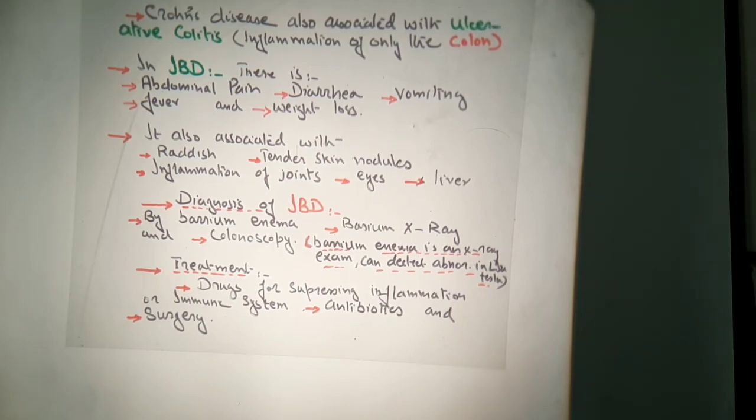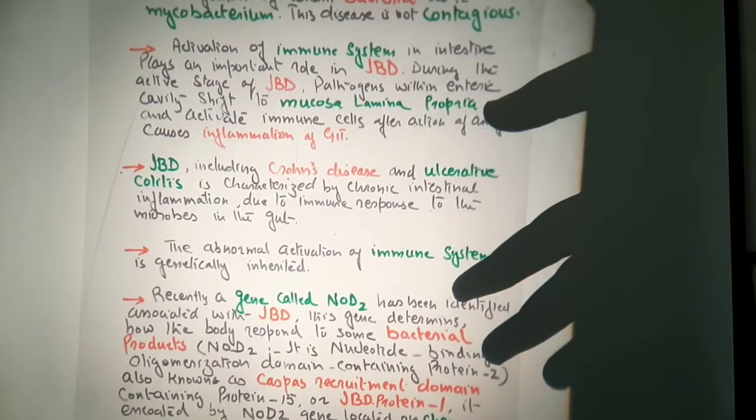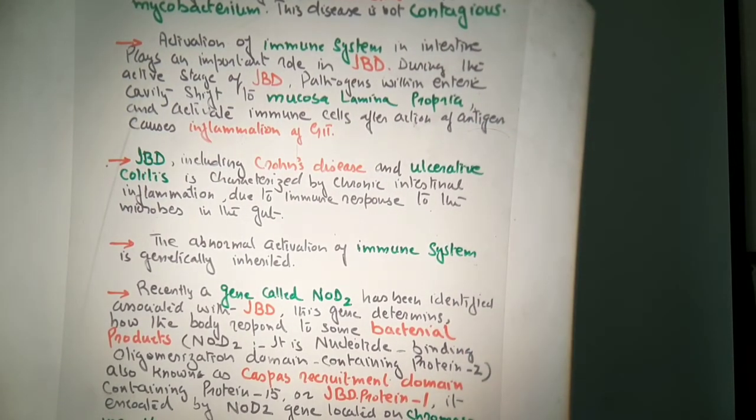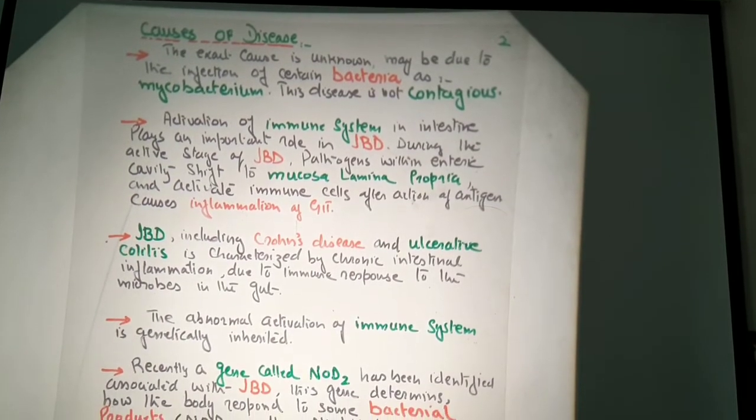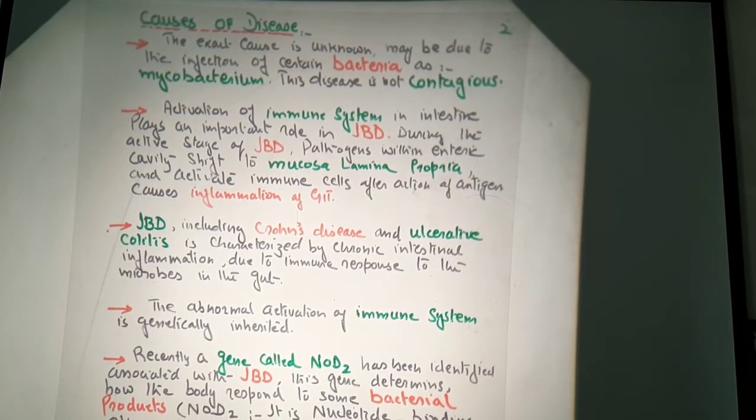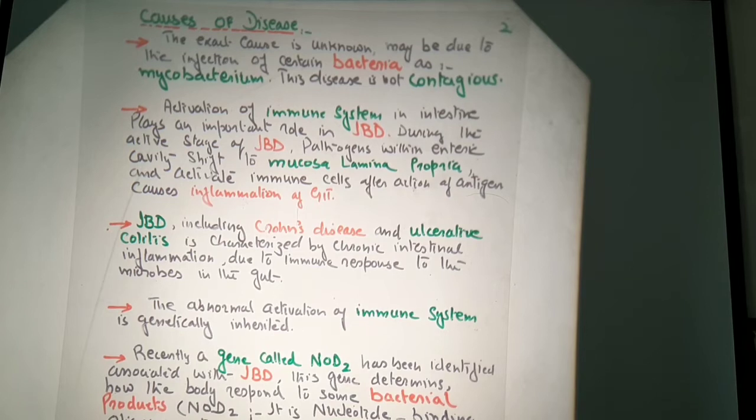Now, again, the causes of the disease. What are the causes of the disease? You know that every disease has its own causes. In the case of inflammatory bowel disease, the exact cause is unknown. It has been found that the exact cause of this disease is unknown, but it has been observed that this disease may be due to infection by certain bacteria.